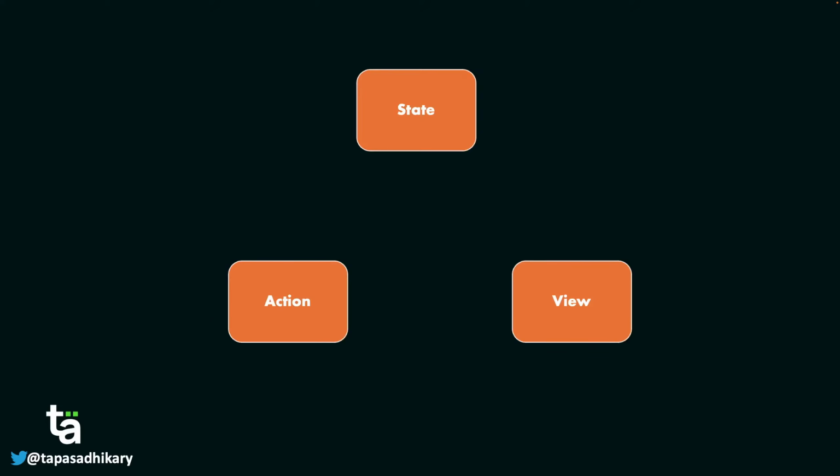So if you see from the simplicity perspective, you have a view. From view, there is an action. So the dispatch happened and action updates the state, and the view is getting the current state. That is what we are dealing with, right?